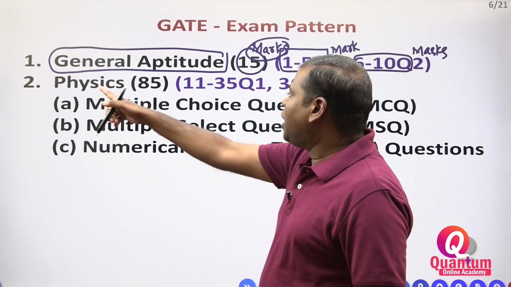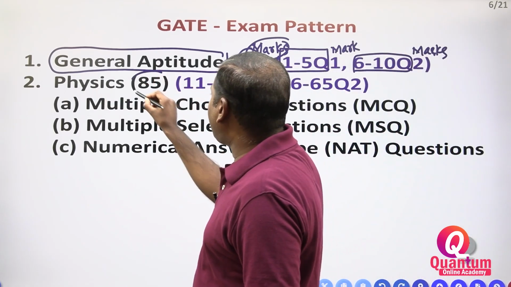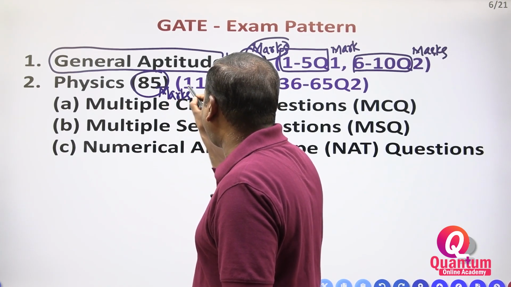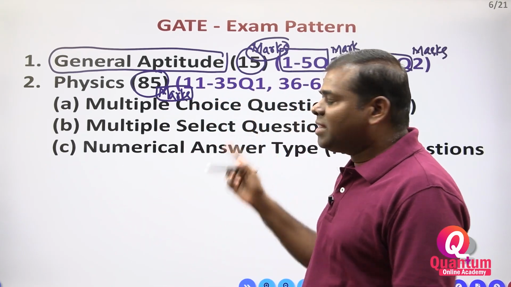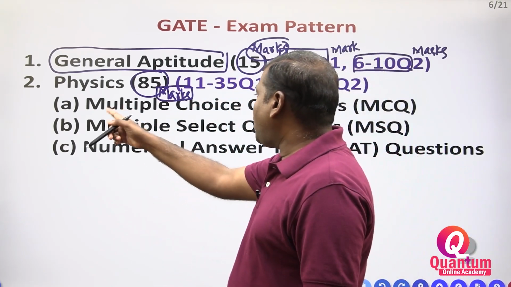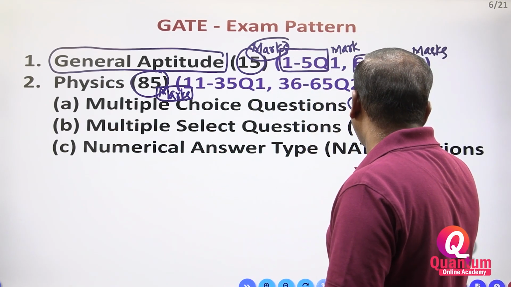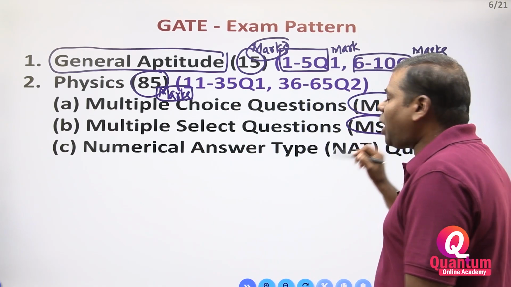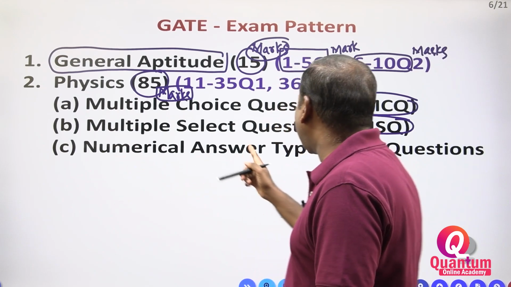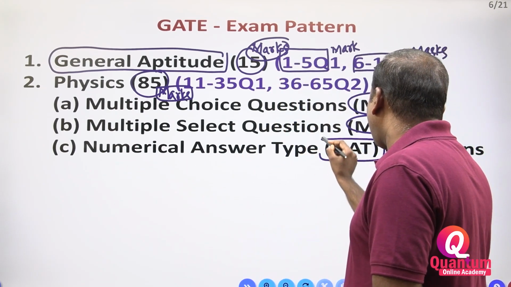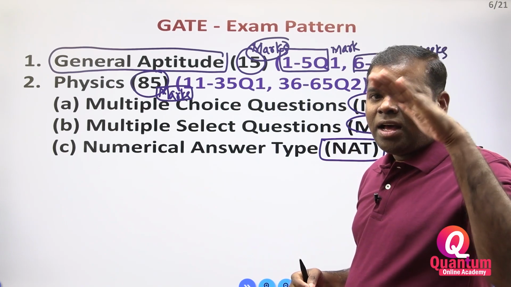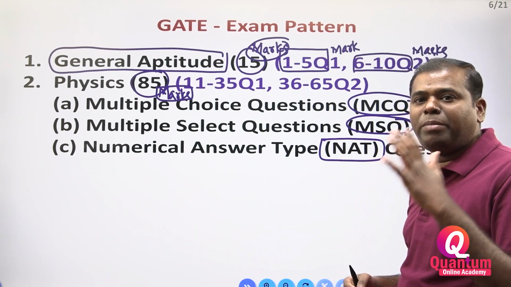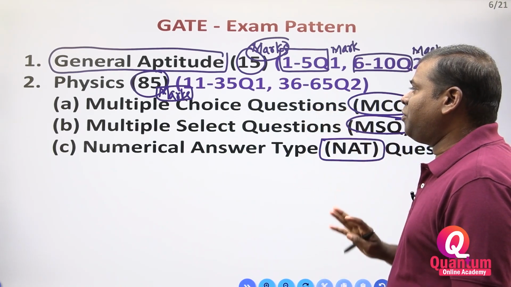The variation is like that. Now, 85 marks are for physics in GATE. There are three varieties of questions. One is multiple choice questions, MCQ. The second is multiple select questions, where you have to select multiple options. The third is numerical answer type questions, where you have to enter the numerical value. So there are three varieties of questions.